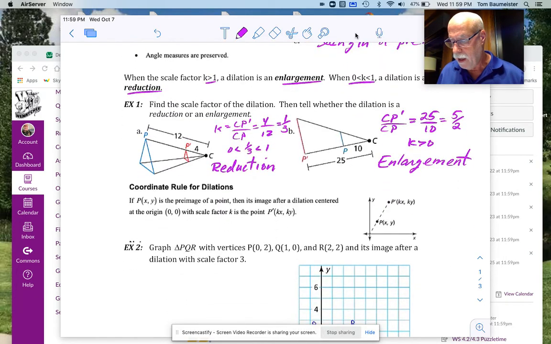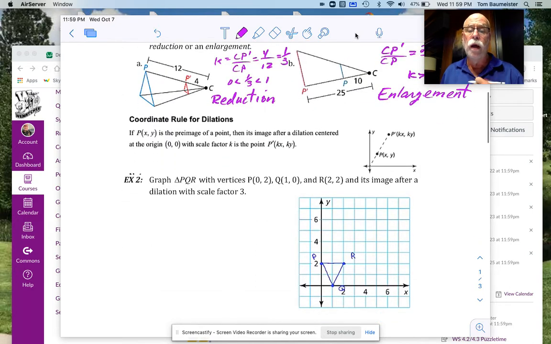So if P(x, y) is the preimage of a point, then its image after dilation centered at the origin (0, 0) with scale factor K is the point P prime equal to (Kx, Ky). All right? And these are pretty straightforward. So on all of them, I left the original one on there for you. So graph triangle PQR with vertices P at (0, 2), Q at (1, 0), and R at (2, 2), and its image after the scale factor 3.